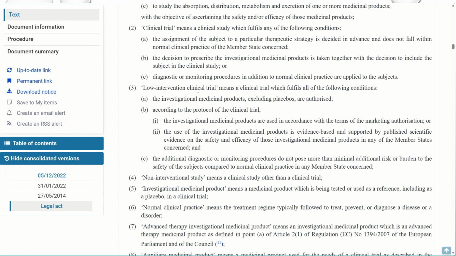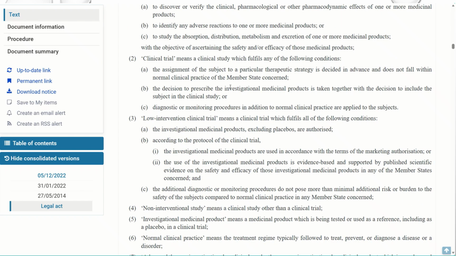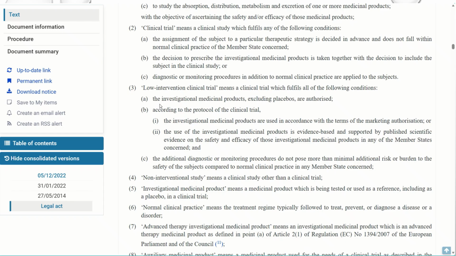A low intervention clinical trial means that it has to fulfill all of these conditions. So remember that a clinical trial can fulfill any one of those three conditions, A, B, and C. But for low intervention clinical trials, it has to fulfill all of these conditions. So the investigational medicinal products have to be authorized, and this excludes placebos, because obviously you wouldn't authorize a placebo because it has no therapeutic effect.